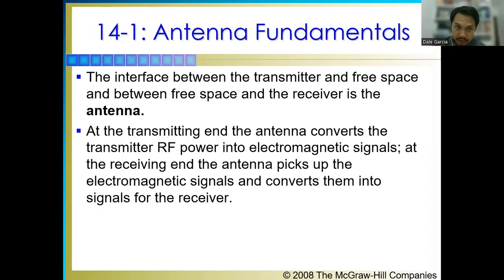So, what are antennas? The antenna is the interface between the transmitter and free space, and between free space and the receiver. Of course we all know that. At the transmitting end, the antenna converts the transmitter RF power into an electromagnetic signal. At the receiving end, the antenna picks up the electromagnetic signal and converts it into a signal for the receiver.